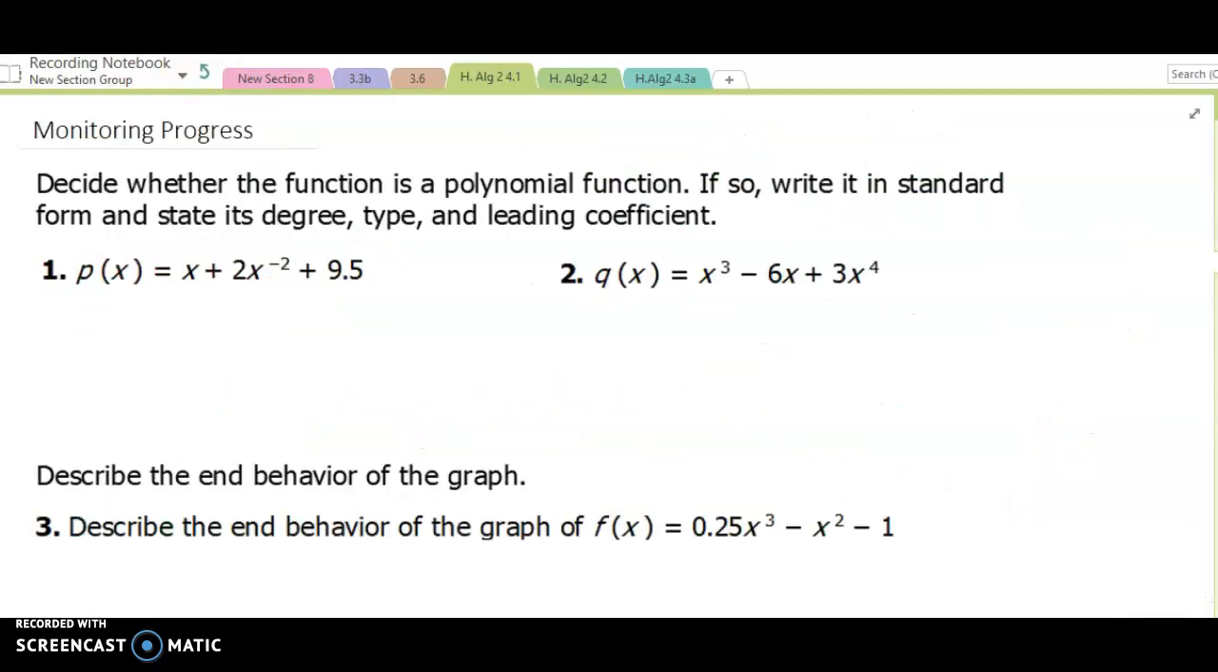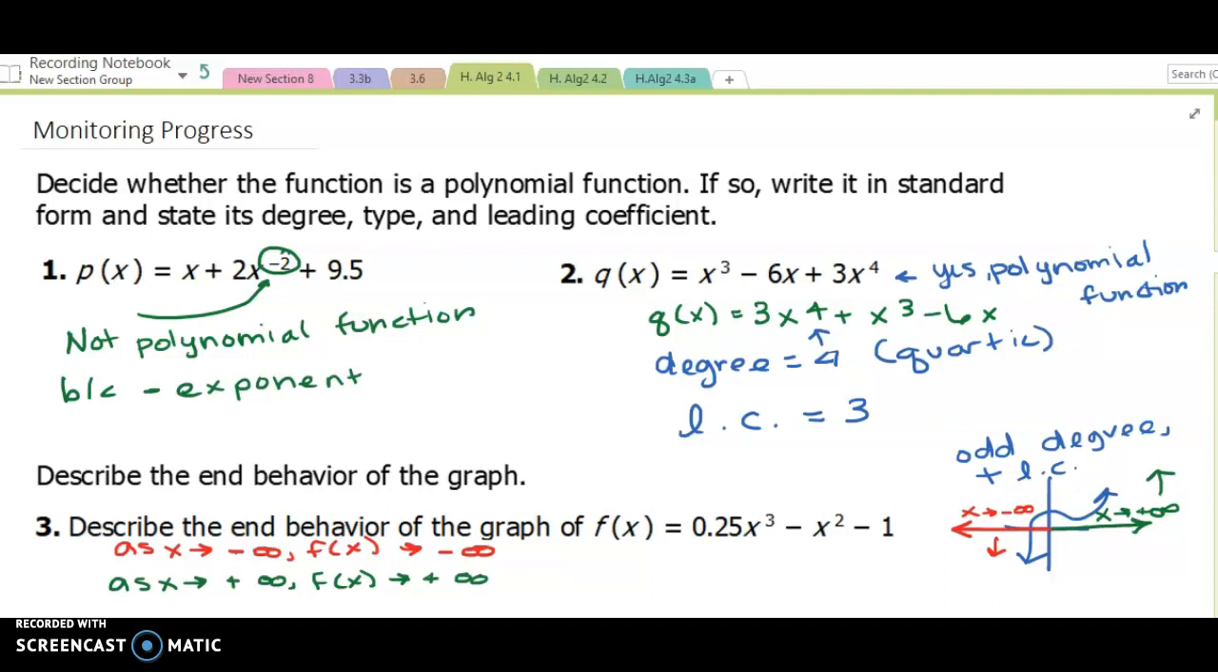All right, I encourage you to start and do these monitoring progress problems. Go ahead and pause it, do these if you need to, and then I'll go over the answers. All right, so if you did these monitoring progress problems, this is what you should have gotten.